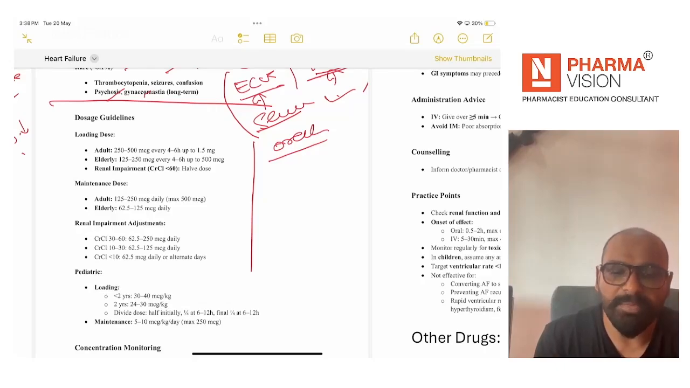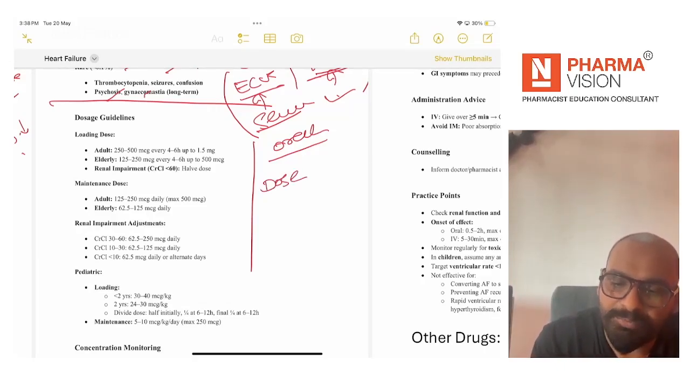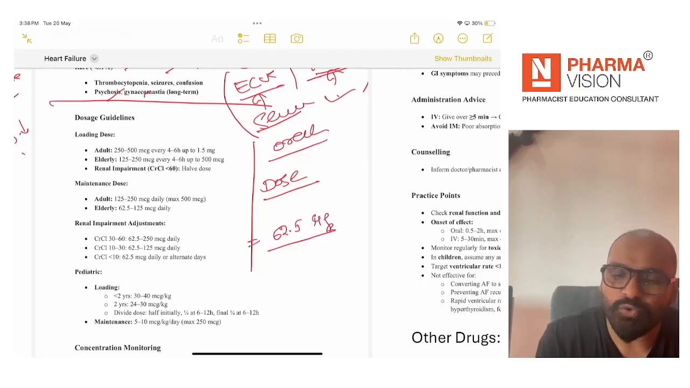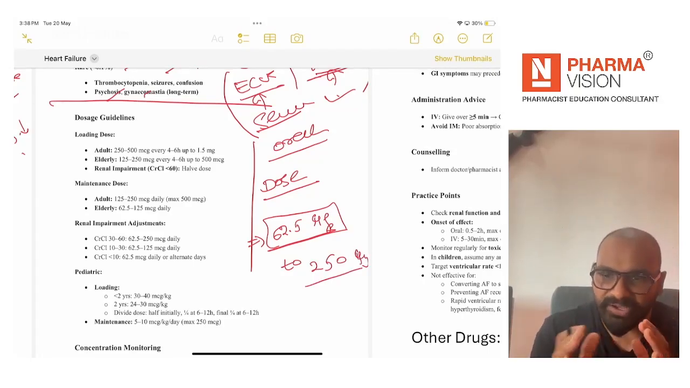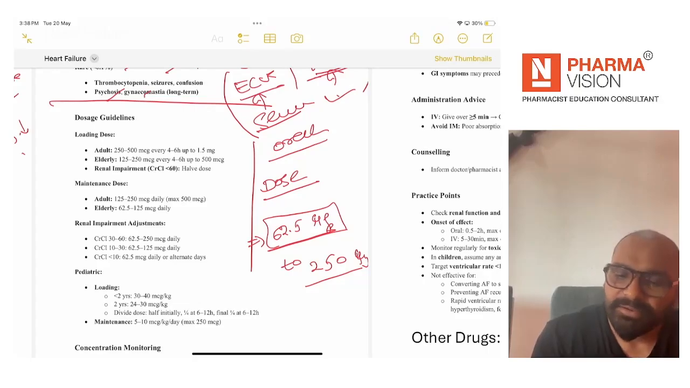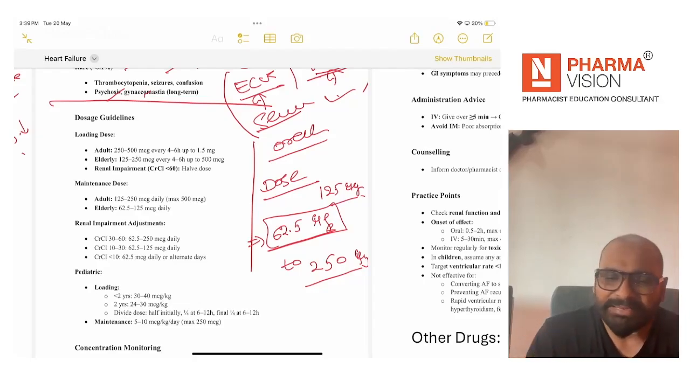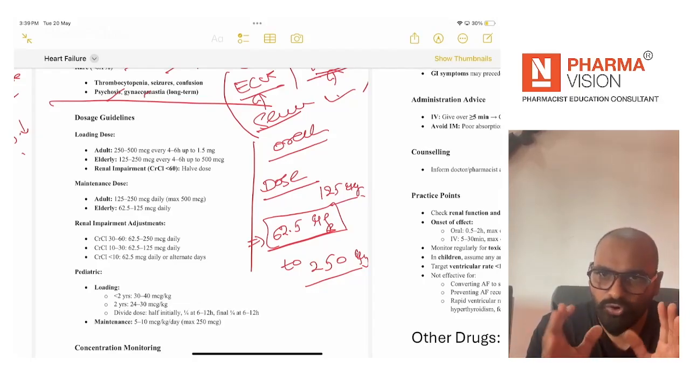Now you have to remember digoxin dose related questions, they might ask in the exam. 62.5 microgram, you can go up to 250 microgram. This is the normal range, okay, and 62.5 to 125 microgram. This is another normal range.